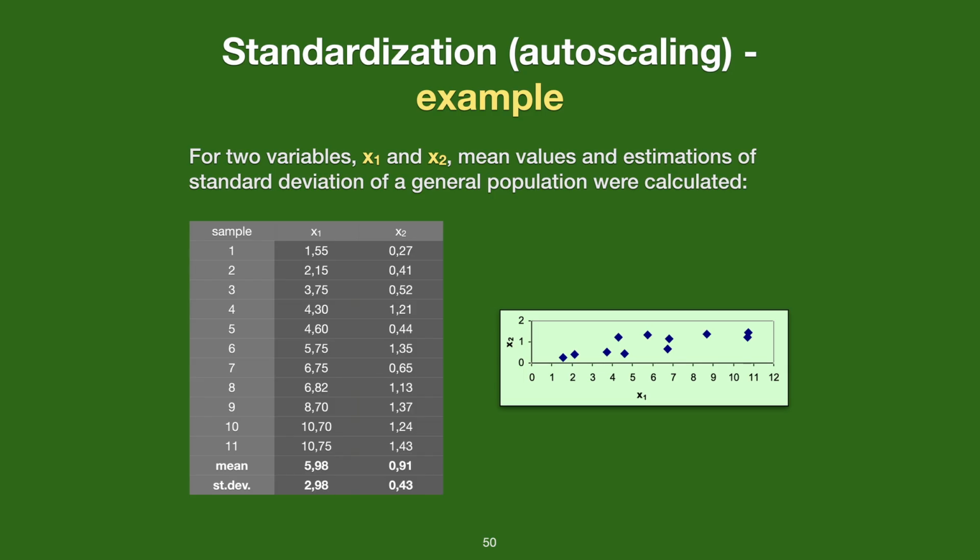Now we begin an example with 2 variables, x1 and x2. Their means and estimated standard deviations are given on the slide. For x1, the mean is 5.98 and the standard deviation is 2.98. For x2, the mean is 0.91 and the standard deviation is 0.43. The original scatter plot shows the raw relation between the 2 variables. And at this stage, because the scales are different, the structure may not yet be fully visible. So this is another before slide, which means the transformation is about to earn its paycheck.